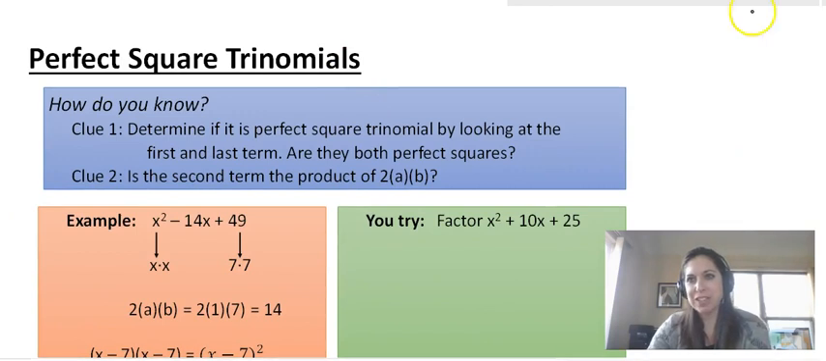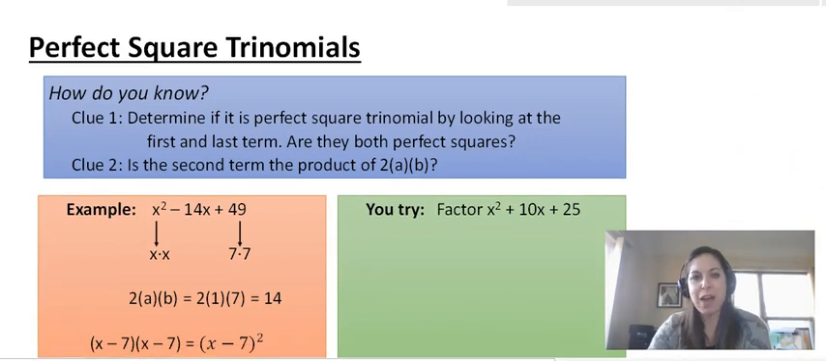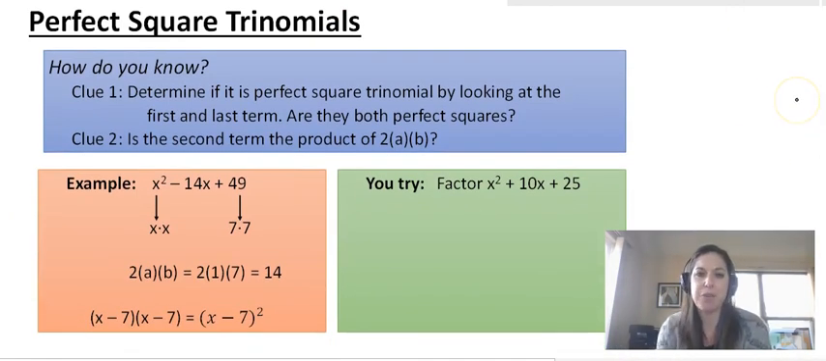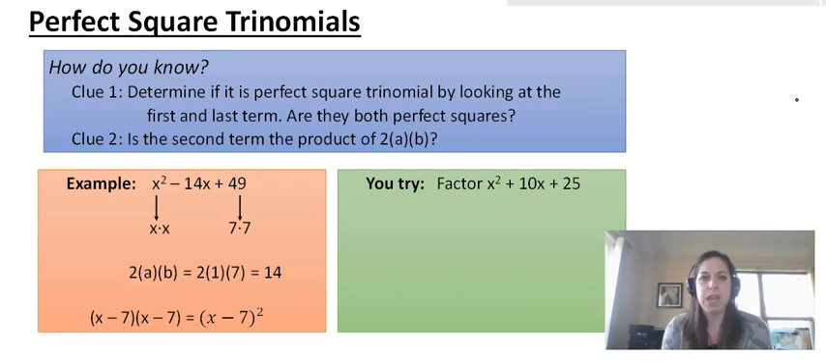All right, so perfect square trinomials. First off, how do we even know if we have a perfect square trinomial? So the first thing we're going to do is when we are given our expression, we are going to determine if the first term and the last term are perfect squares. So first off, make sure that your quadratic is written in standard form. So remember the biggest degree to your least.